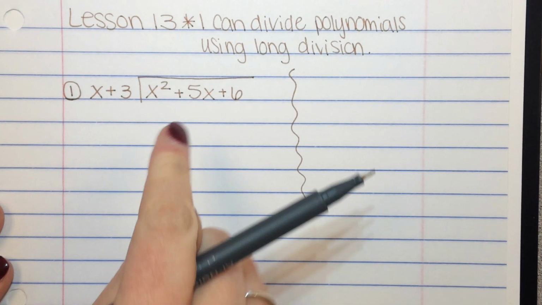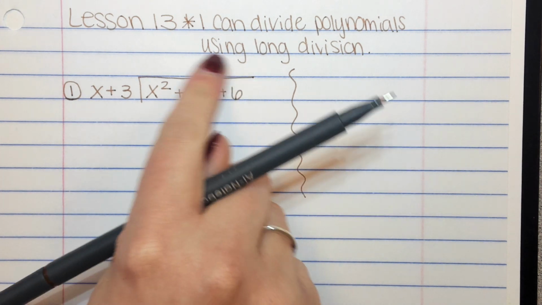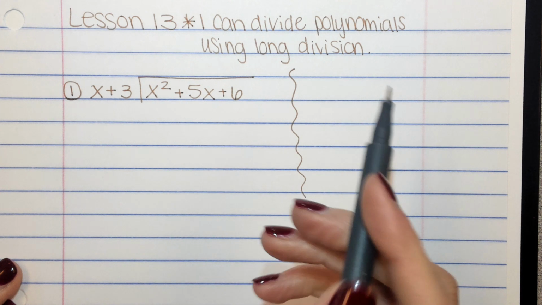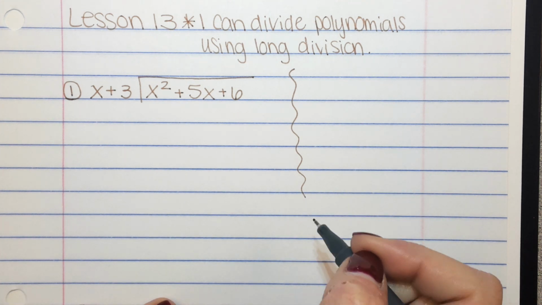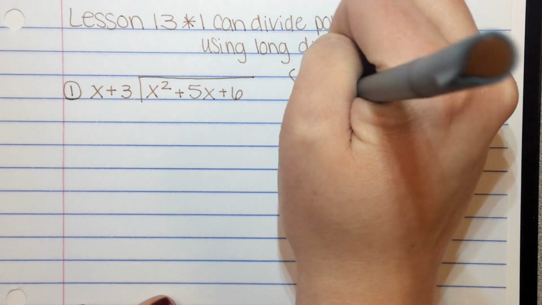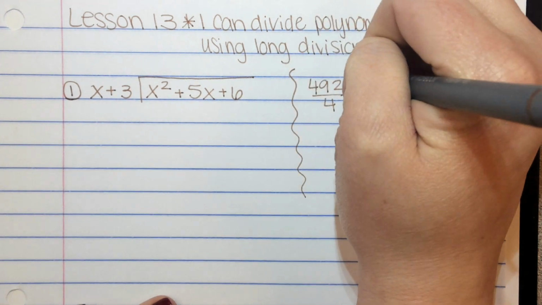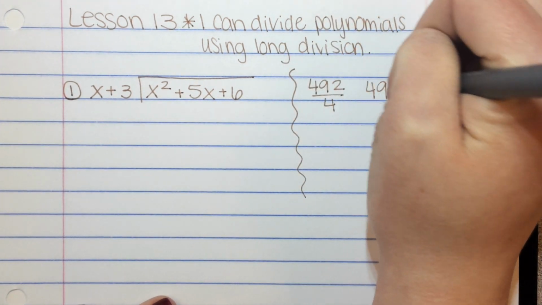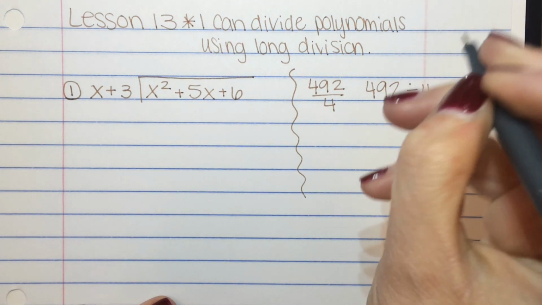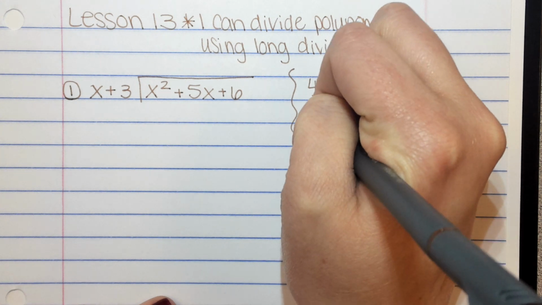Okay, so this is the kind of problem we're going to look at today. A polynomial divided by a polynomial. But we're going to do it the same way we would divide numbers. So say you were given 492 divided by 4. If you're using long division, you'll set it up here like this.